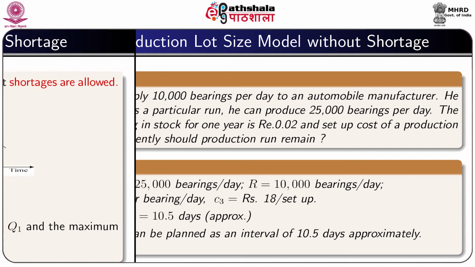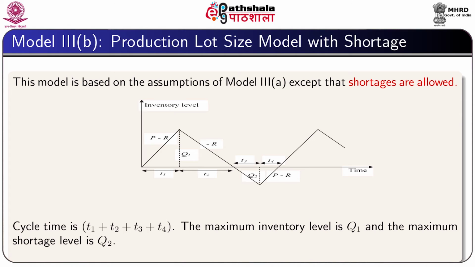Let us now develop another model, which is model 3B, production lot size model with shortages. The model is based on the assumptions of model 3A, except that shortages are allowed. The other assumptions will remain the same, that means the demand rate will be less than the production rate and the production replenishment rate is finite, and also we will consider shortages here.